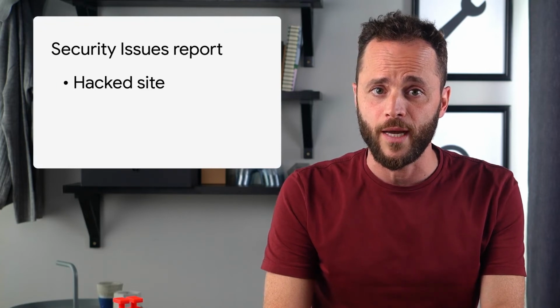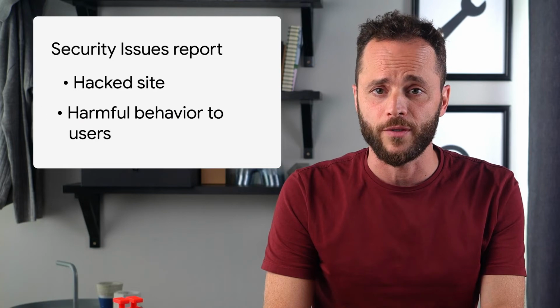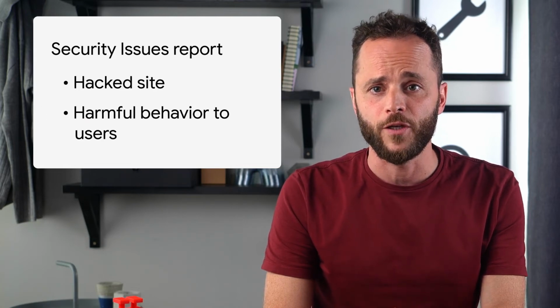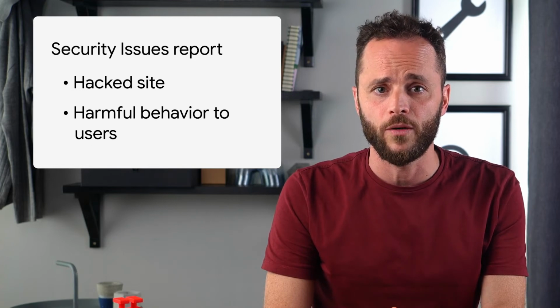The security issues report shows instances where your site was hacked, or behavior on your site that could potentially harm a visitor. For example, phishing attacks or installing malware on the user's computer. These pages can appear with a warning label in search results, or a browser can display an interstitial warning page when a user tries to visit them. I hope that helps clarifying the subject.